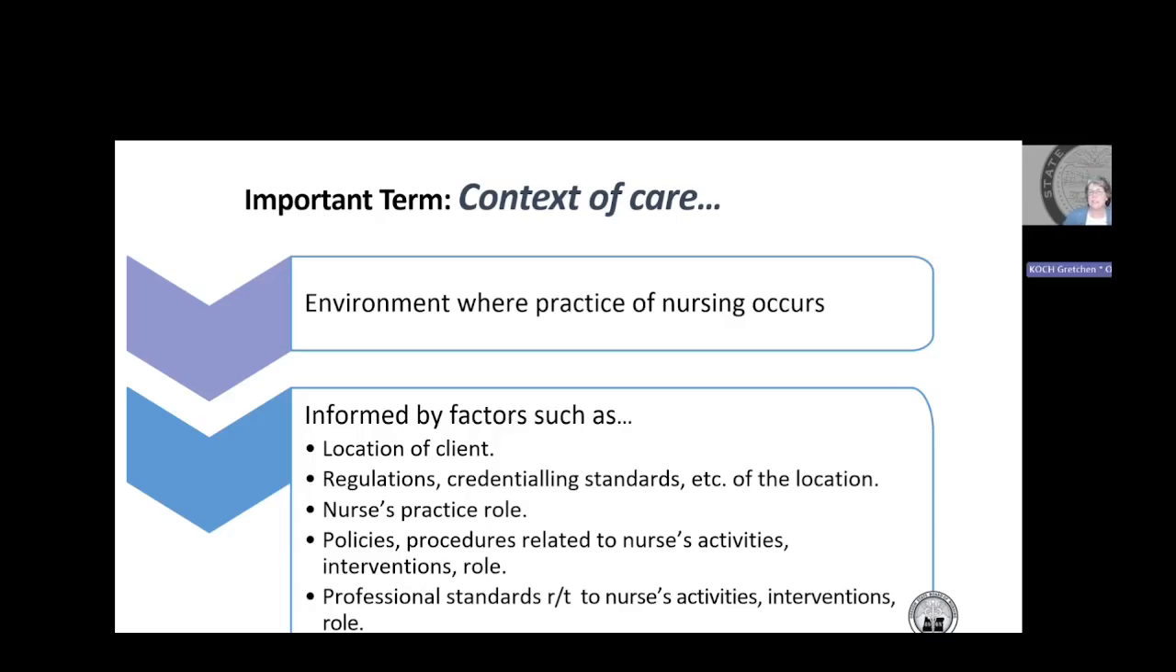Now, before I move on to additional license owner responsibilities, I want to be sure everybody understands a term I just used, and that term is context of care. Division 6 of the Practice Act defines context of care to mean the environment where a nurse's practice of nursing occurs. The definition further identifies that an individual nurse's context of care will be defined by factors including, but not limited to, the location where the nurse's client receives nursing services, any laws, regulations, or credentialing standards applicable to that location. The individual nurse's practice role could be a position description or professional service contract that identifies the types of nursing services to be provided in that context of care.